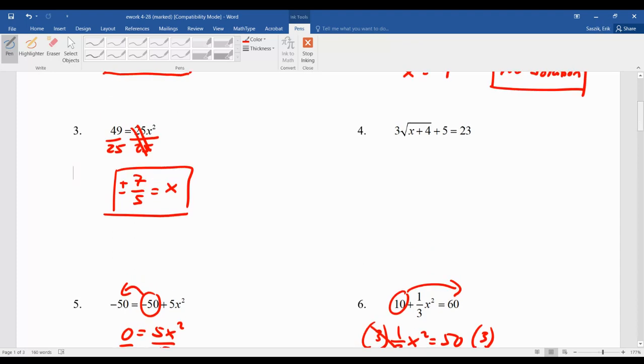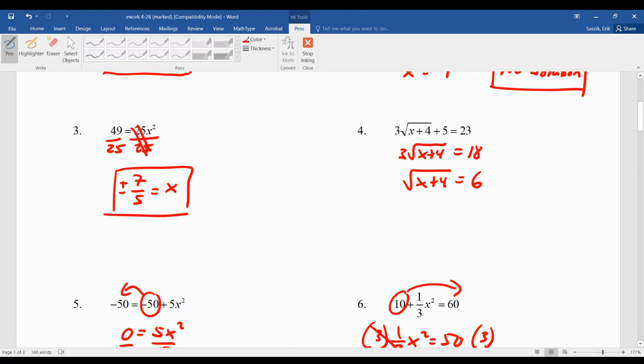This one, there's only one problem on the sheet like this, but we did spend some time with this during remote learning. This is called solving a square root equation. We want to get the square root thing by itself. So we would move this 5 over by subtracting, turns it into 18. Get rid of this 3 by dividing both sides, turns it into 6.